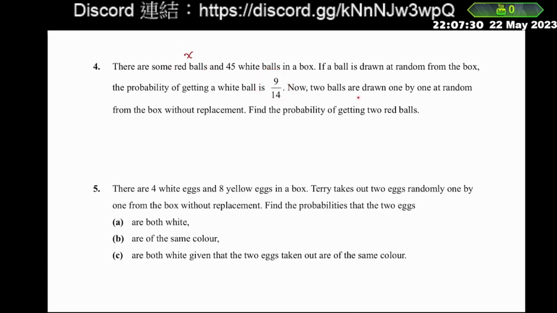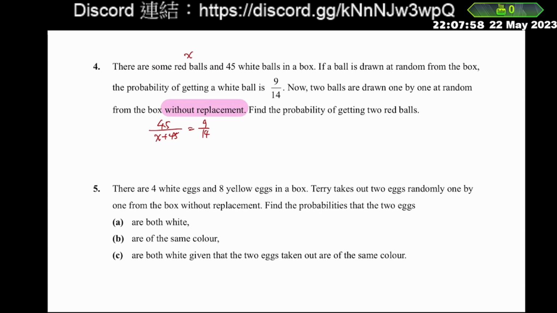Now, 2 balls are drawn one by one at random from the box without replacement. Without replacement means that we draw it and then we do not put it back. And then find the probability of getting 2 red balls. So I think we need to find the X first using the probability. Therefore, the probability for a white ball is 45 over X plus 45, equal to 9 over 14.